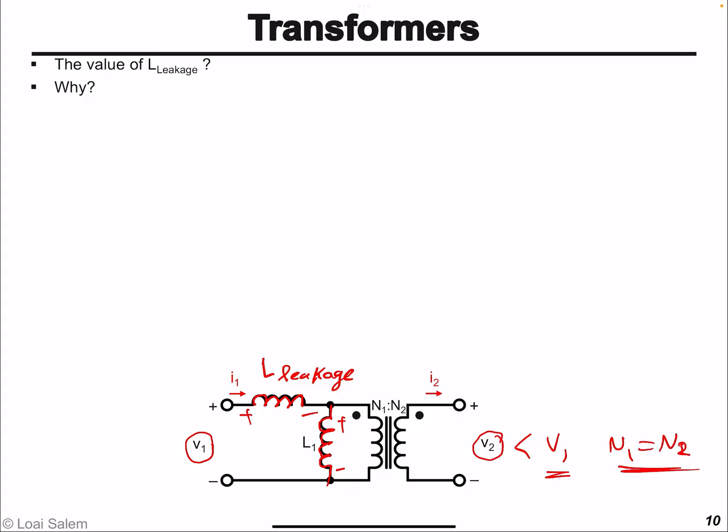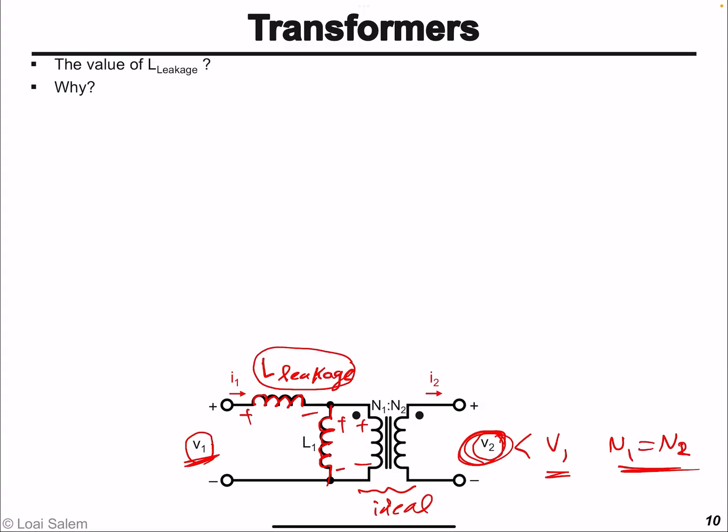The same thing will happen if N1 is not equal to N2. We just add a leakage inductance so that we establish a voltage divider that reduces the amplitude of the voltage applied across the ideal transformer, and as a result the voltage that appears on the secondary side will be less than its ideal value, which is the case when all of the flux produced by the primary is linking with the secondary coil. So now the question is, what is the value of this leakage inductance?